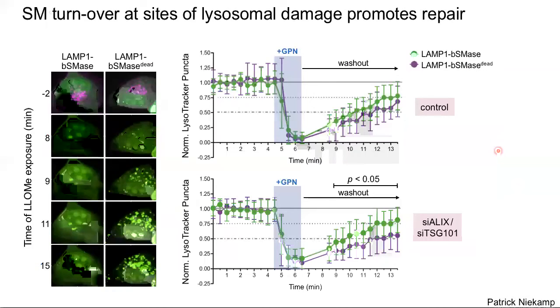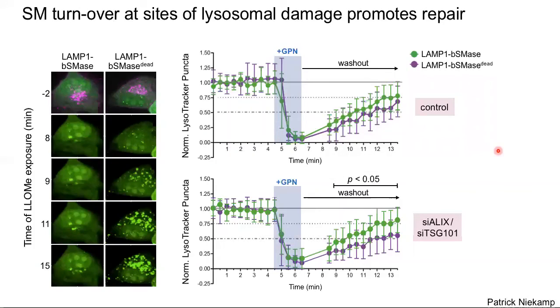And to address whether metabolic turnover of the cytosolic sphingomyelin reduces or promotes the repair of damaged lysosomes, we next analyzed the effect of the active or enzyme-dead sphingomyelinase fusion construct on the ability of the cells to regain LysoTracker fluorescence after transient exposure to GPN.